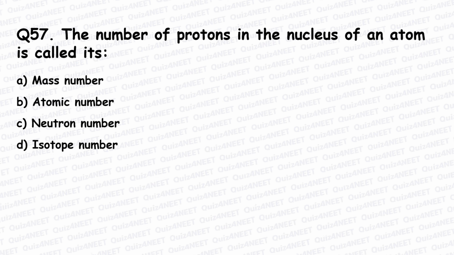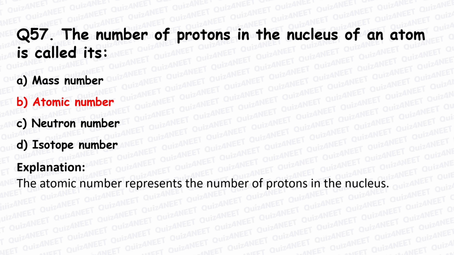Q57. The number of protons in the nucleus of an atom is called its A. Mass number, B. Atomic number, C. Neutron number, D. Isotope number. Explanation. The atomic number represents the number of protons in the nucleus.